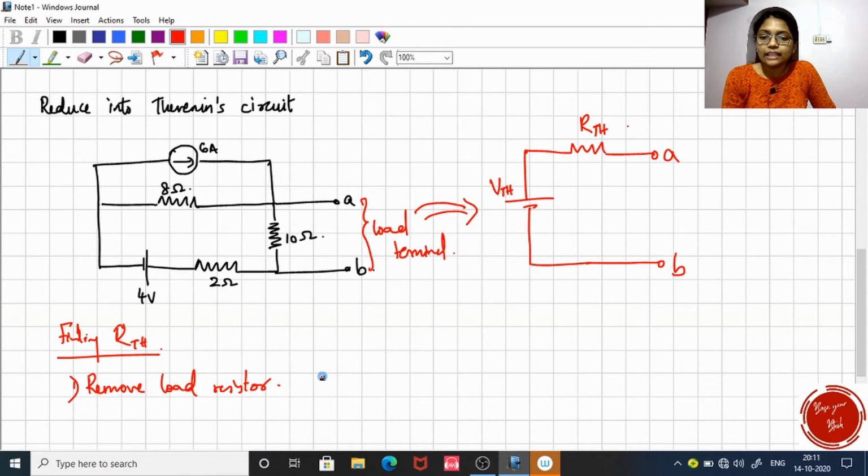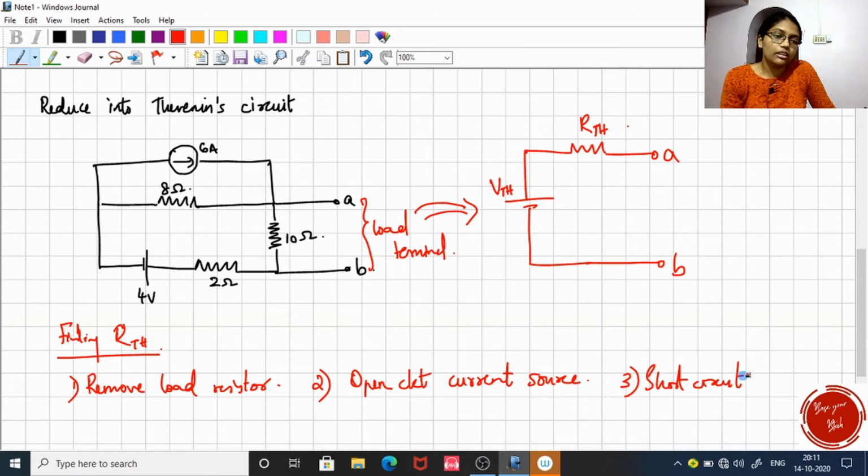Okay, and the next step is open circuit current source. Okay, and third one is short circuit voltage source, which means here we have one current source and one voltage source. So you have to open this. That means just remove this 6 ampere current source and get the terminal blank, and the 4 volt must be short circuit, that is just short it. Okay, let's redraw the circuit.